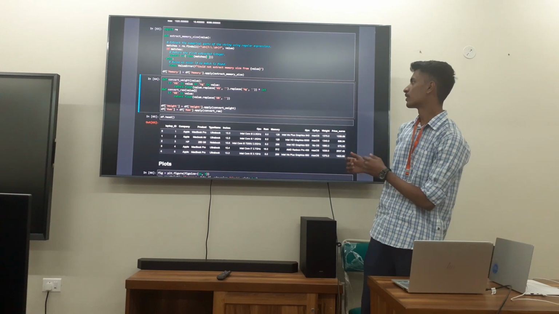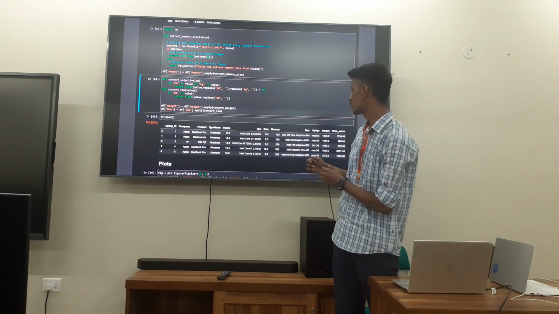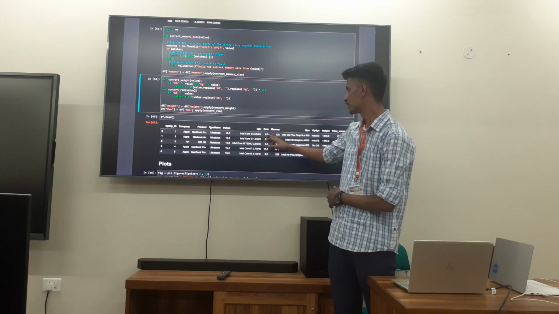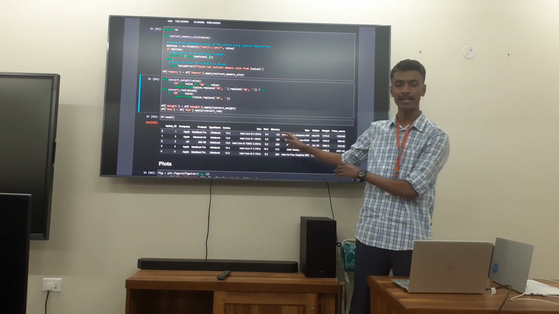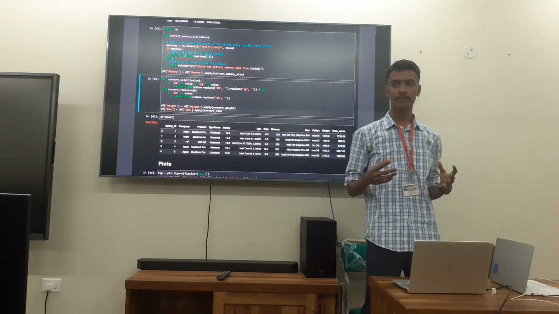The next, coming to this part of code, I converted the RAM and the memory, which were given in GB. I removed those units so that I get an integer value to plot my graph more conveniently.